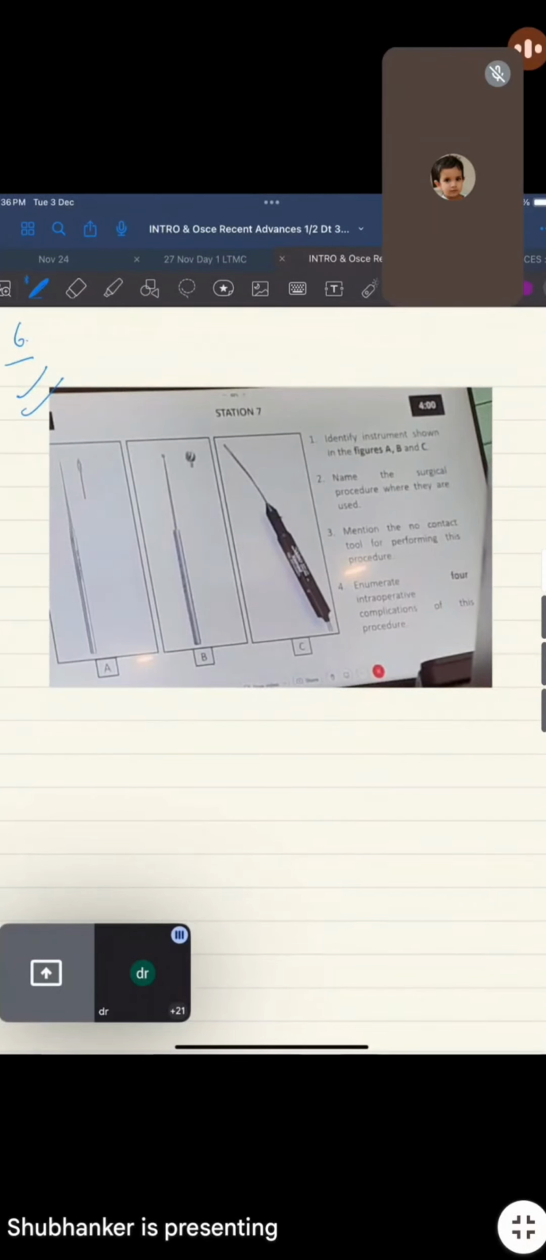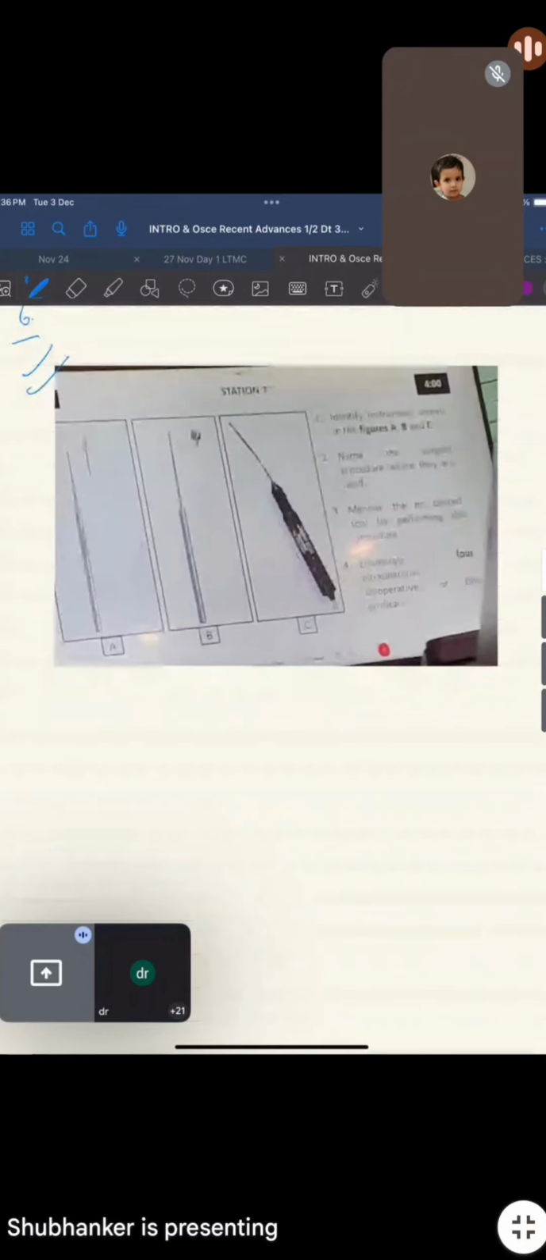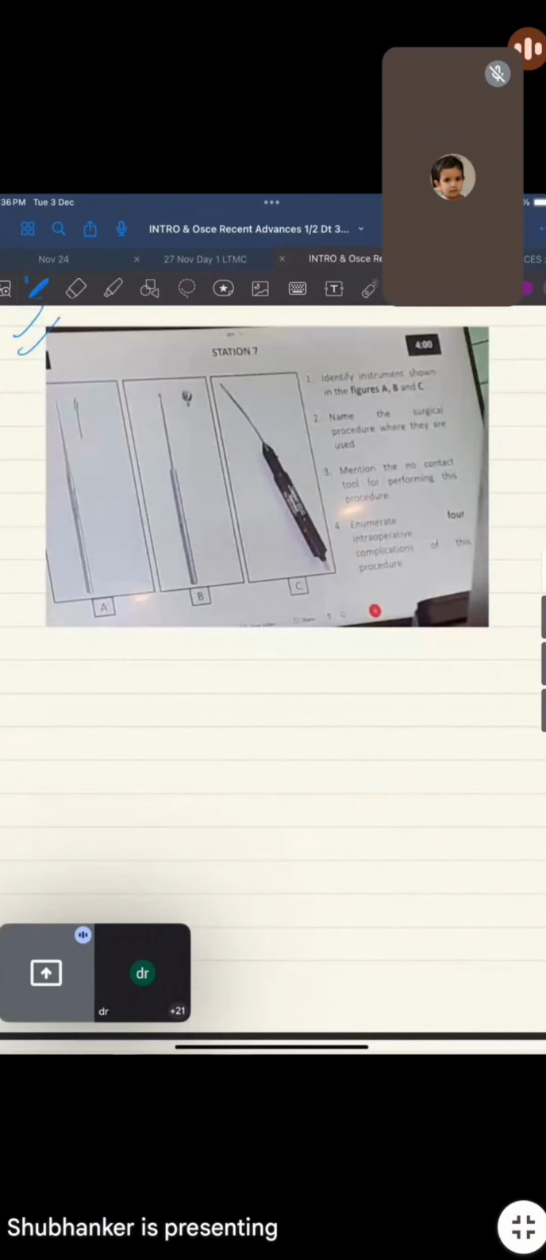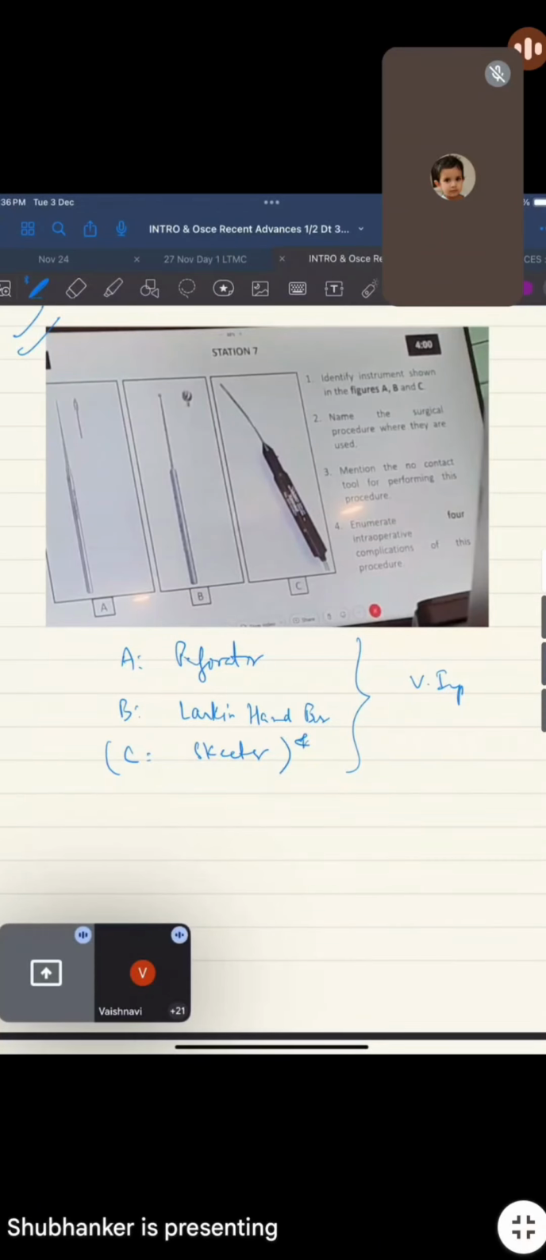ठीक है? Identify the instrument shown in figure A, B, C. बाकी पढ़ेंगे. I'll write the answer for you. A is perforator. Good. B is Larkin's hand burr. Skeeter. This is very important. ठीक है? Very important. Out of these 3, skeeter is important. अगर एक ही पढ़ना है तो स्कीटर ही पढ़ना है. जैसे T3, T4, TSH में होता है ना, TSH is very important. ऐसे ही all 3 are important, but skeeter is most important of them.